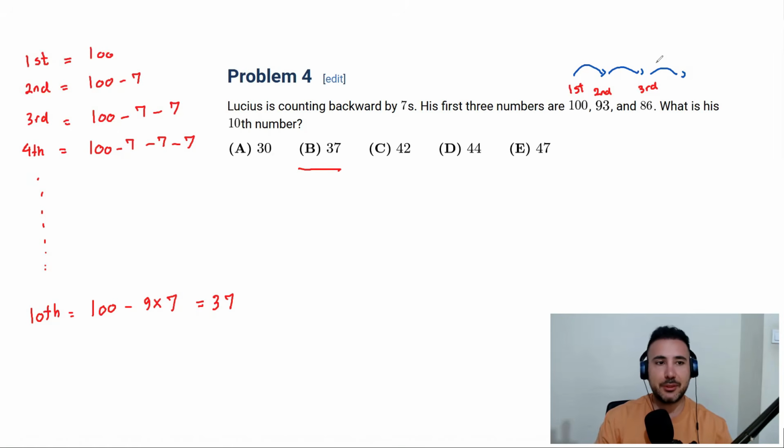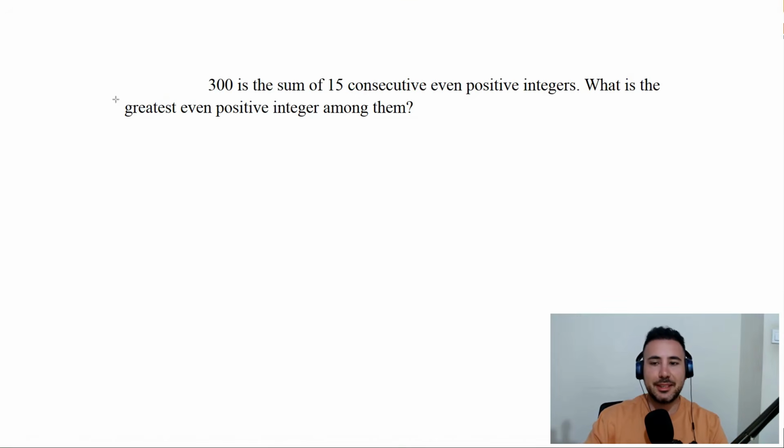So it's time for me to give you the 2 questions and you gotta practice those, right? So the first question I'm giving you is going to be this one. 300 is the sum of 15 consecutive even positive integers. Consecutive means in order, right? Like 2, 4, 6, 8, 10, so on, like even positive integers. What is the greatest even positive integer among them? That's the first question.